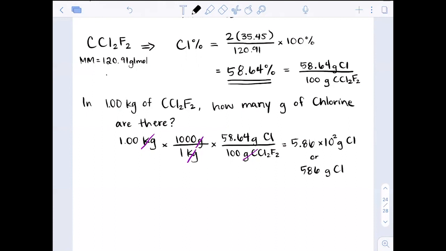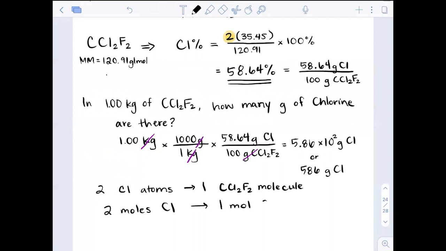What we note there is this idea that for every one compound, there are 2 moles of chlorine. There are 2 chlorine atoms in one CCl2F2 molecule. So what we could say is there are 2 moles of chlorine for every 1 mole of molecule. Very powerful tool. Okay.